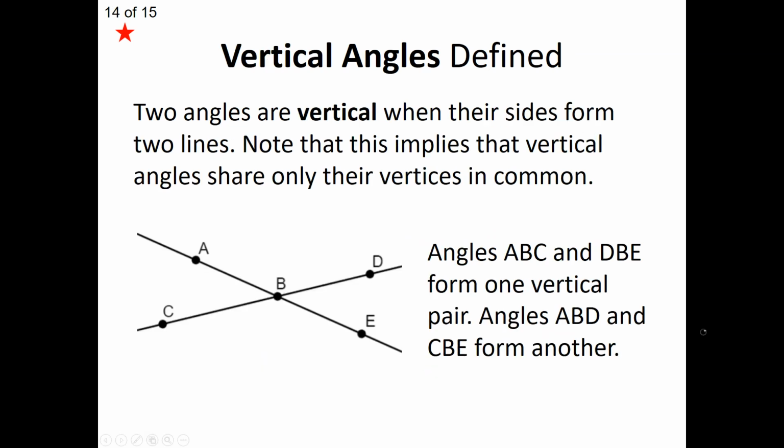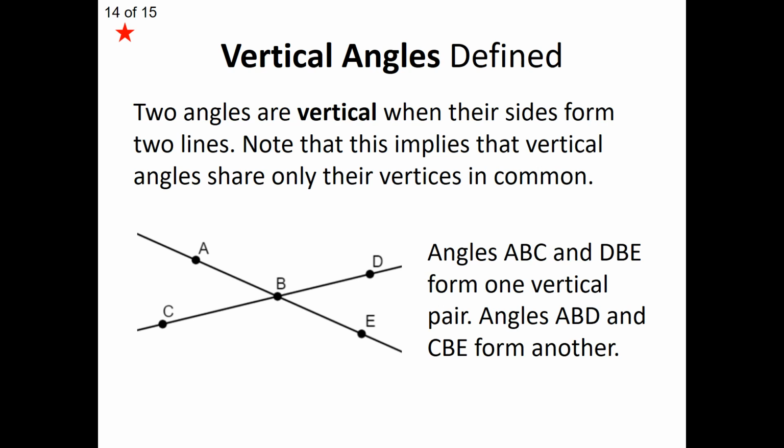Let's take a look at our next pair of angles. Let's call these vertical angles. Vertical angles, we're actually going to be seeing in the next chapter. We use vertical angles quite a bit. What we describe as vertical angles are two angles in which their sides form two lines. In other words, the only thing in common that these two angles have is the vertex. They only share that common endpoint between their two angles.